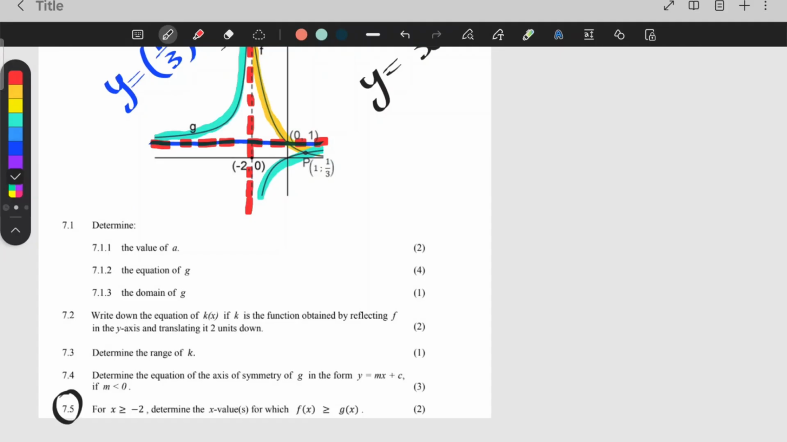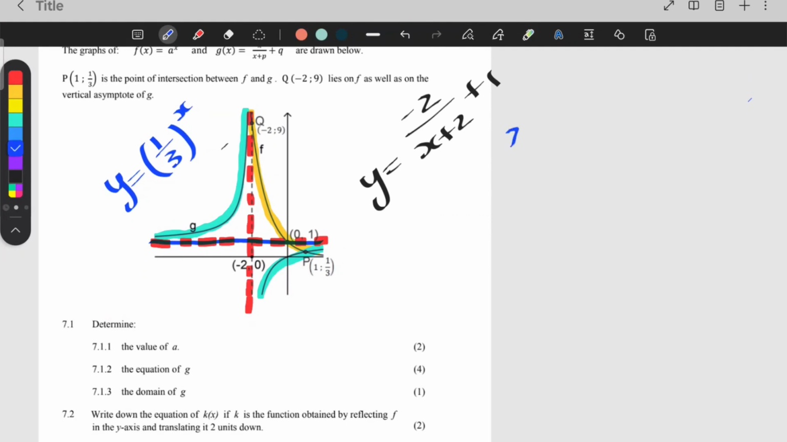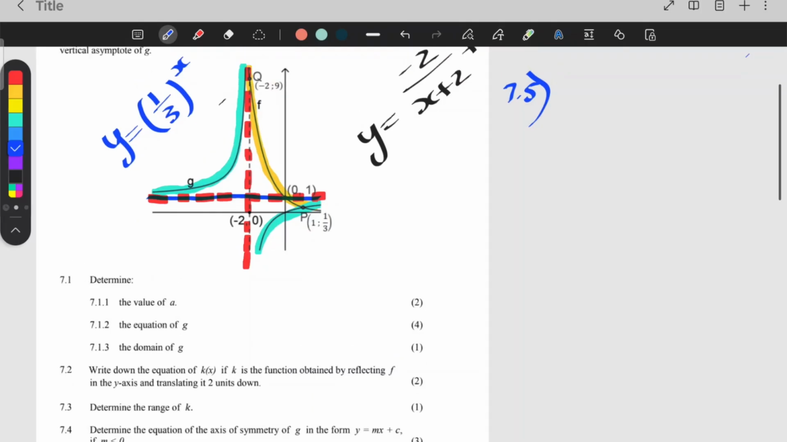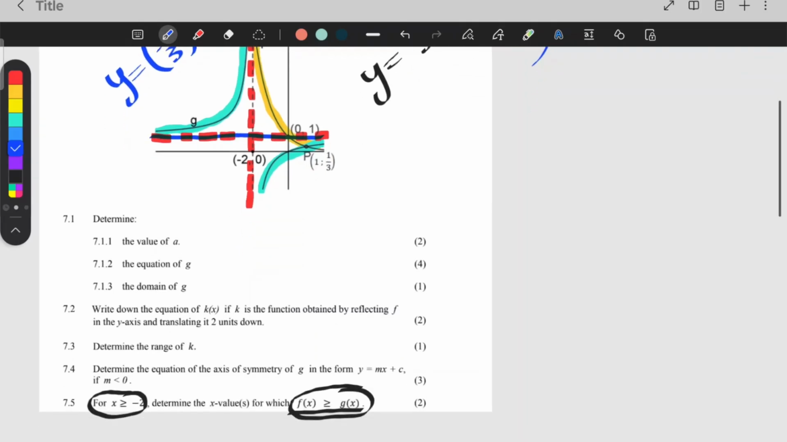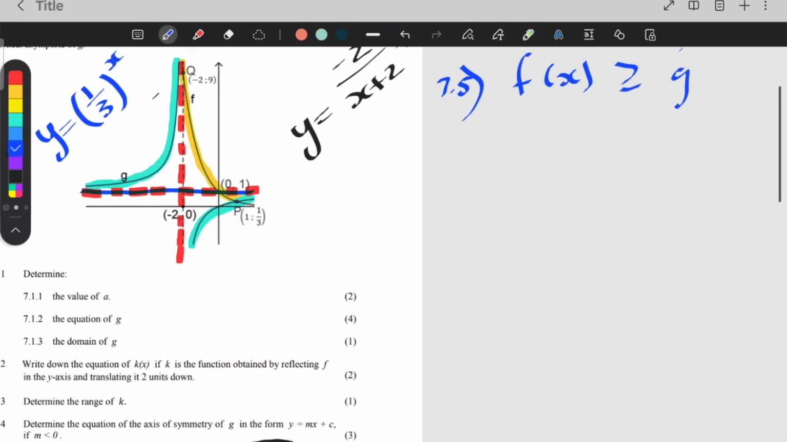Our next question is 7.5. 7.5 says, for x to be greater than or equal to negative 2, so that's a restriction. So this is a little restriction. Now this is the question. Determine the x values where f of x is greater than g of x. Okay, so let's do this part first. Where is f of x greater than g of x? Where is f of x greater or equal to g of x?